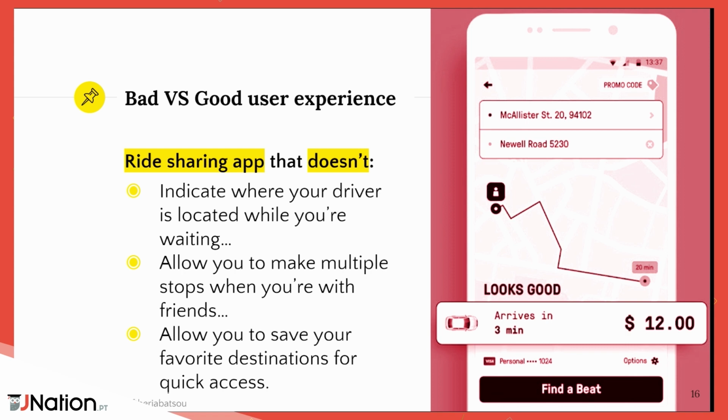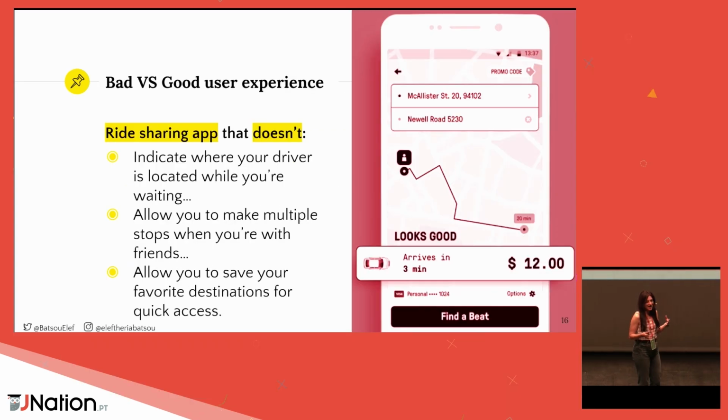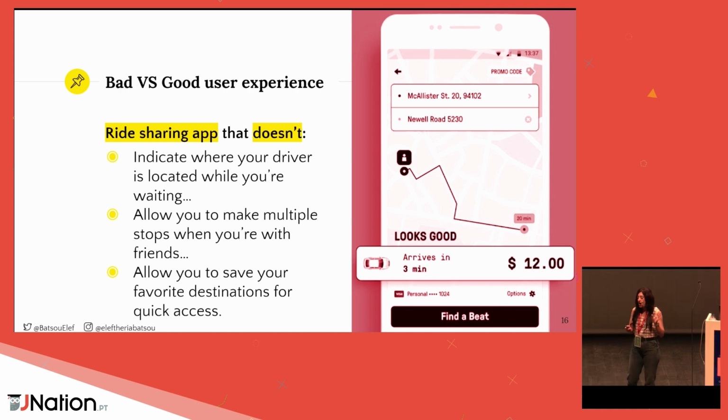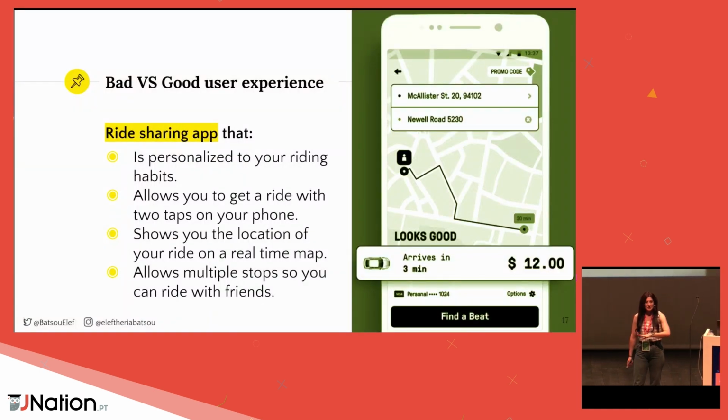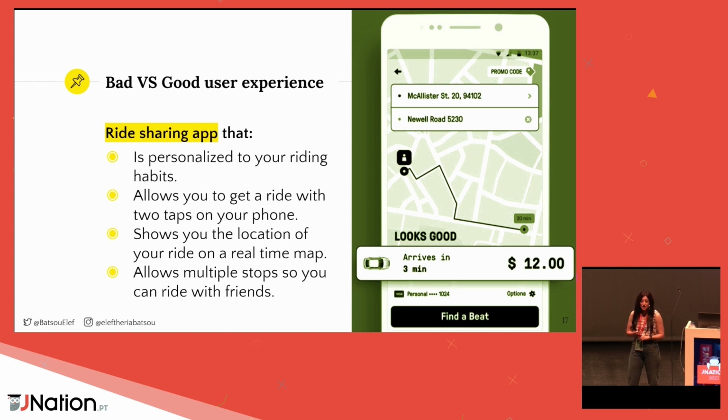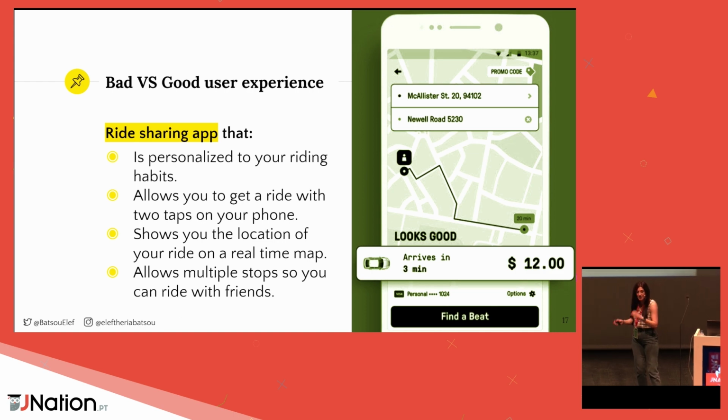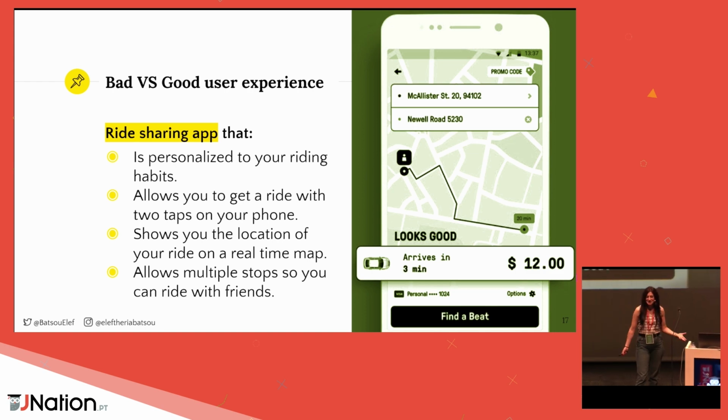Let's say that we have a ride-sharing app, Uber, Bolt, whatever you're using. Would you prefer an app that doesn't let you save your favorite destinations, doesn't allow you to pay however you want, doesn't let you pick up your friends, doesn't show you in real time where your driver is? Or would you prefer another ride-sharing app, very similar in UI, but this time you can do things very quickly, you can save your favorite destinations, you can pay however you want, you can do all this bunch of things very quickly, very easily, and then you're happy to go to your destination.